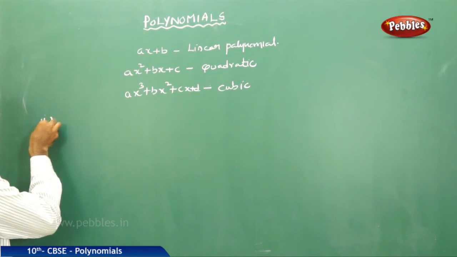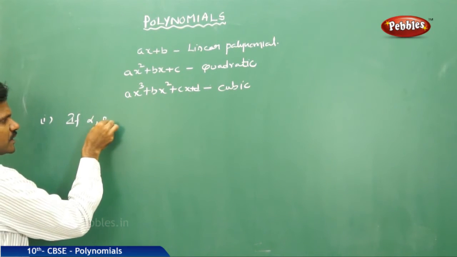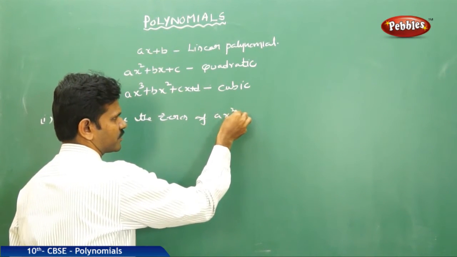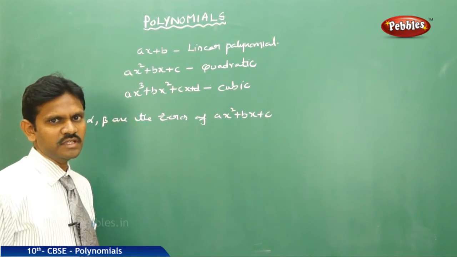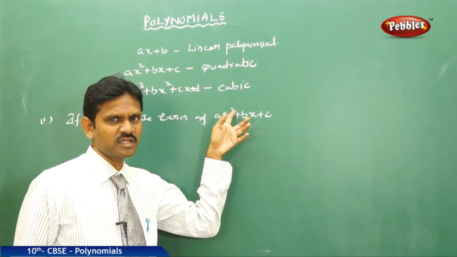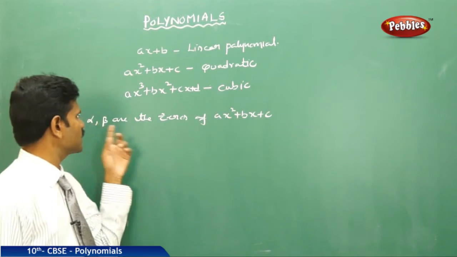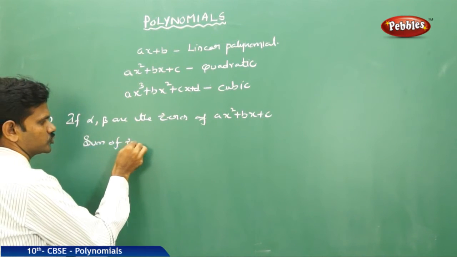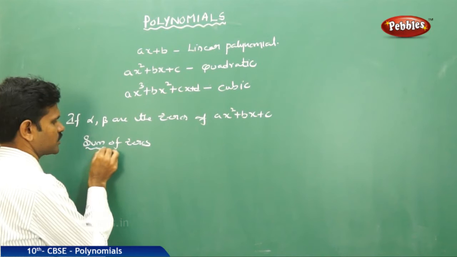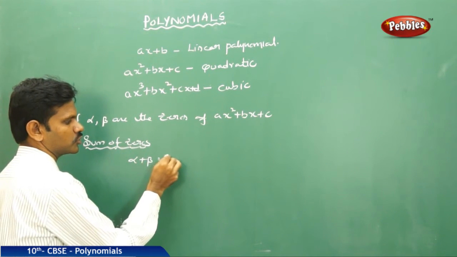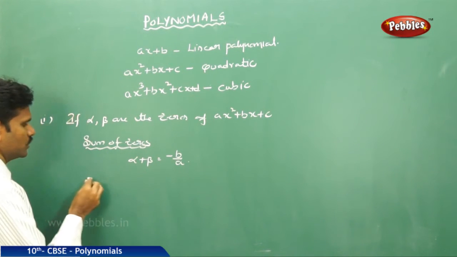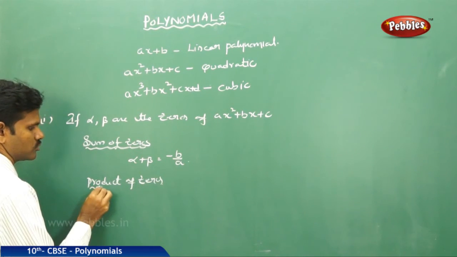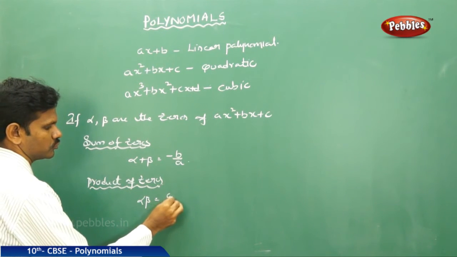Suppose alpha comma beta are the zeros of ax square plus bx plus c, that is the highest degree is 2. Highest degree 2 means it has a maximum of 2 zeros. Their names are alpha and beta. Then here we have two cases. Sum of zeros, that is alpha plus beta, is equal to minus b by a. Next, product of zeros, alpha beta, is equal to c by a.